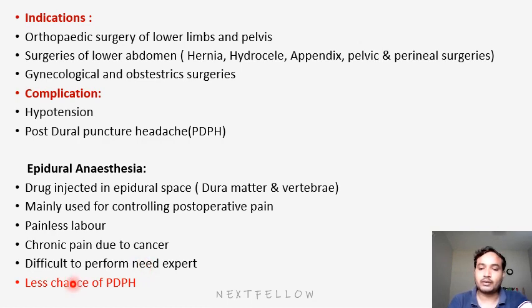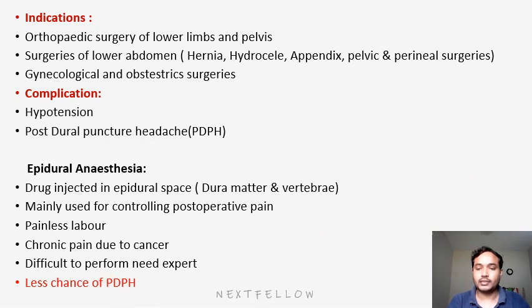Here the main thing is that PDPH will be less, because we are not injecting into the subarachnoid space, since only the subarachnoid space has cerebrospinal fluid. In the epidural space we don't have cerebrospinal fluid, so there will be no chance of leaking of CSF, and no chance of PDPH. Why in spinal anesthesia will PDPH be there? Obviously leaking of CSF. When more CSF is leaked, it will cause PDPH, that is post-dural puncture headache.